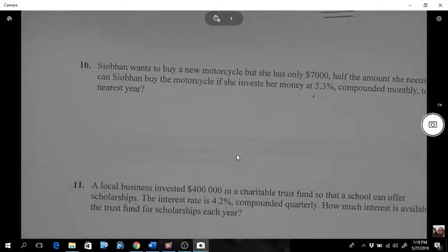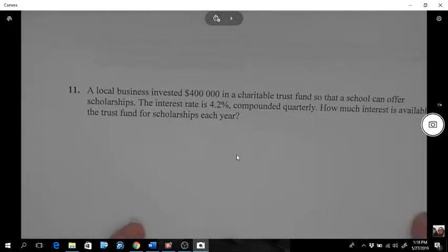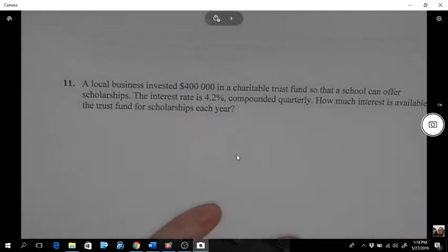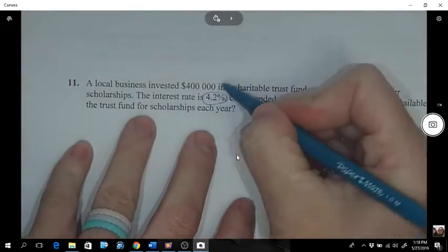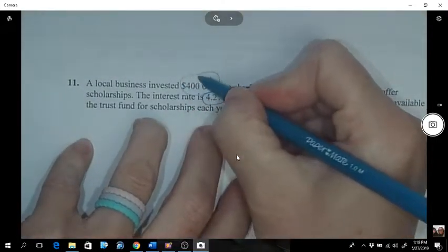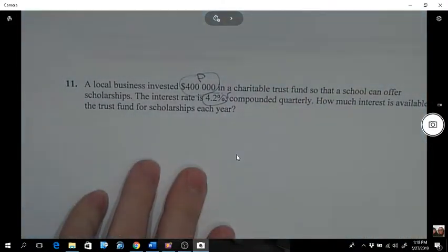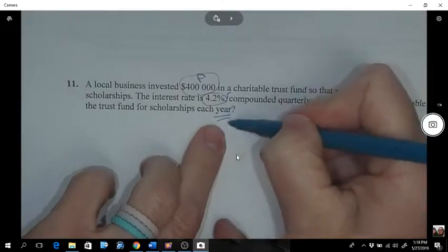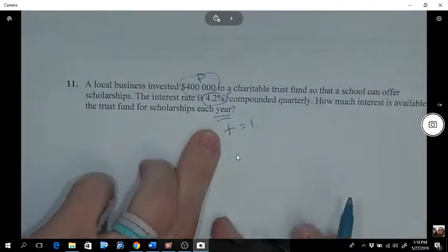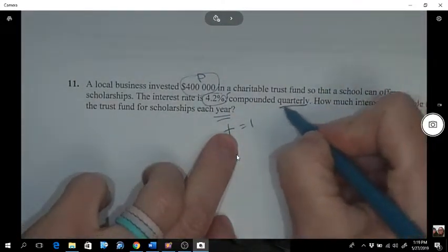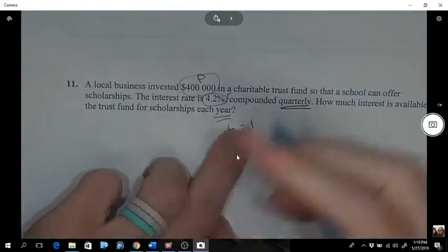You know what, I'm going to do number 11 first and then come back to number 10. A local business invests $400,000 and their interest rate is 4.2. How much interest is available for this trust fund each year? So time is just 1 year, and we also need that it's compounded quarterly.